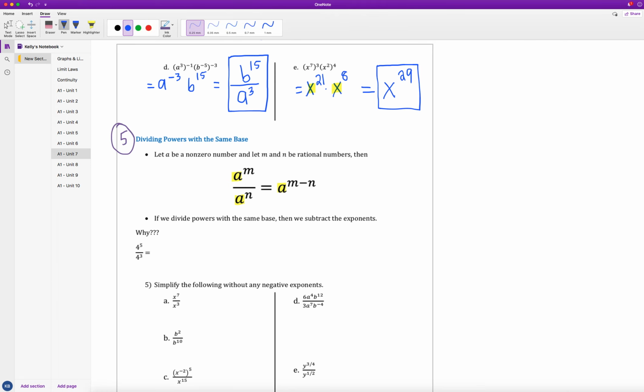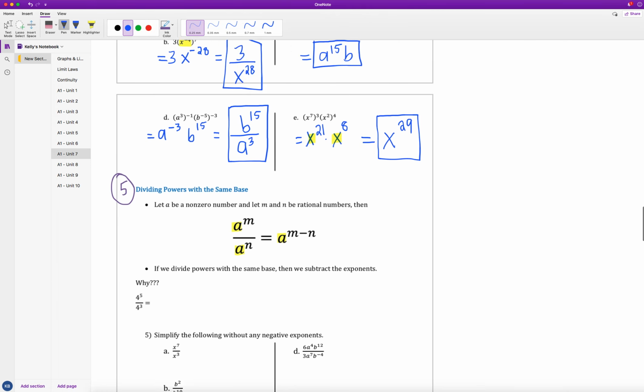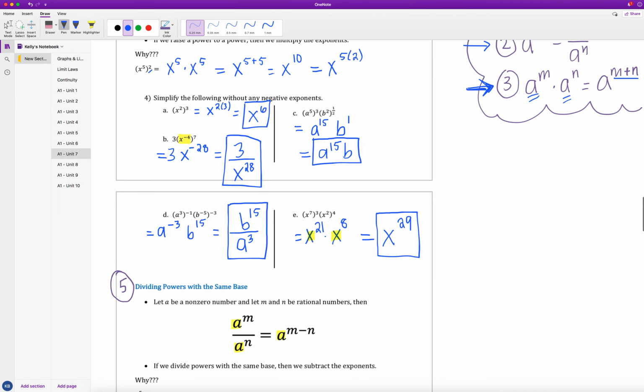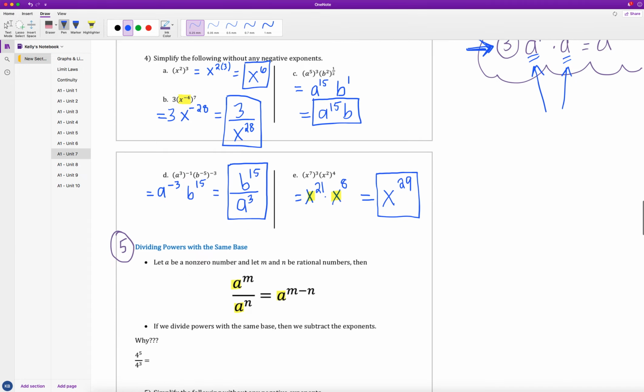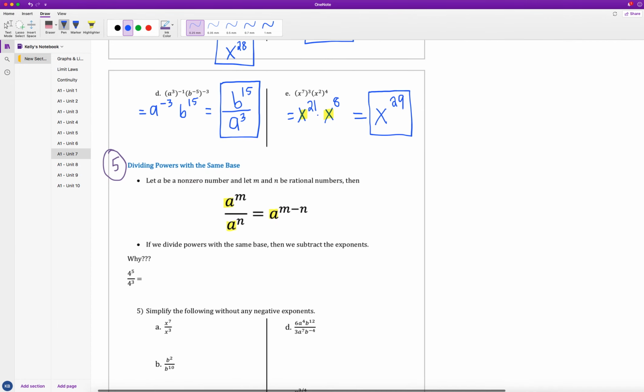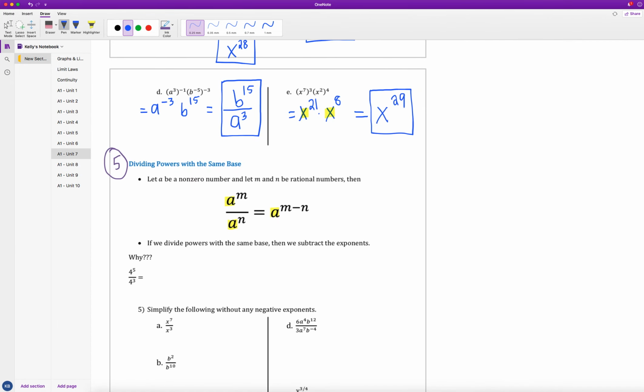Hopefully you're kind of believing that because if I scroll back up to our 3rd property, when we had two bases that were the same and we multiplied, we added them. So now if I'm dividing, we're going to end up subtracting them. But let's really go through why that's true. So I have an example down here that says 4 to the 5th over 4 to the 3rd. Well, let's expand out what this means.